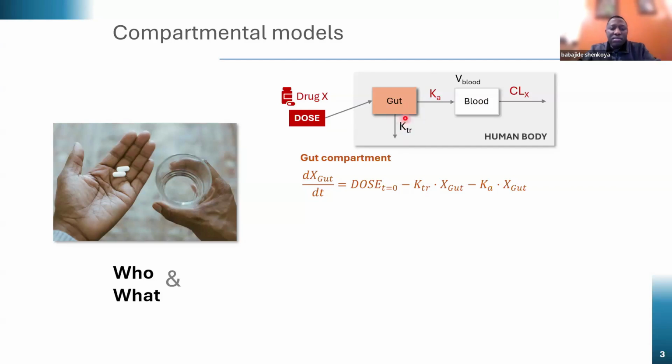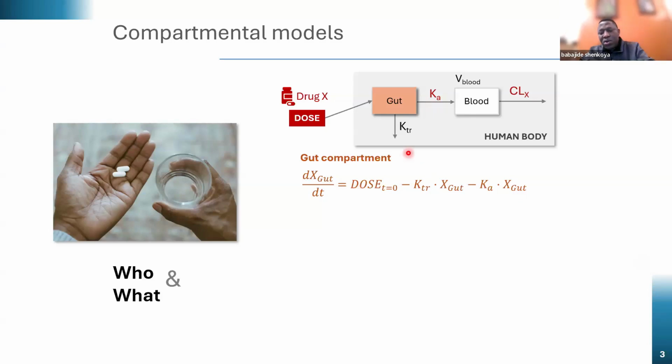Okay, so the two processes that describe drug loss are this KTR and the Ka. If we bring that into an equation, then the input will be the dose minus the KTR times X gut, that is this portion, and then minus this one, that is Ka times X gut, which is this part.